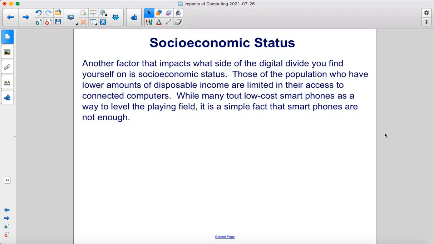Another factor that impacts what side of the digital divide you find yourself on is socioeconomic status. Those of the population who have lower amounts of disposable income are limited in their access to connected computers. While many tout low-cost smartphones as a way to level the playing field, it is a simple fact that smartphones are not enough.